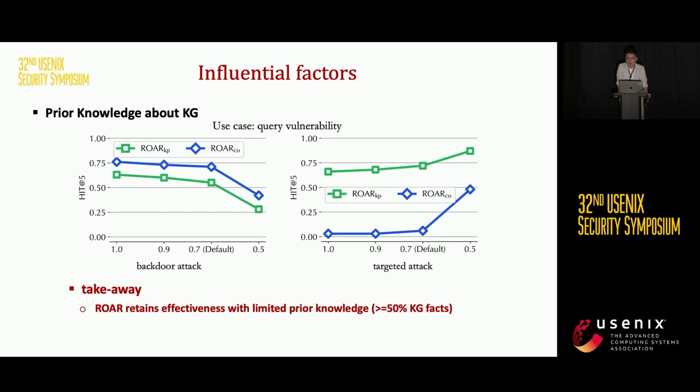And besides the general effectiveness, we are curious about what the influential factors could be. A representative experiment is to study how the prior knowledge influences our attack. Here we change the amount of prior knowledge the attacker has, and then re-evaluate the attack. We found that our attack can remain effective with limited prior knowledge, like with only half of the knowledge graph facts.